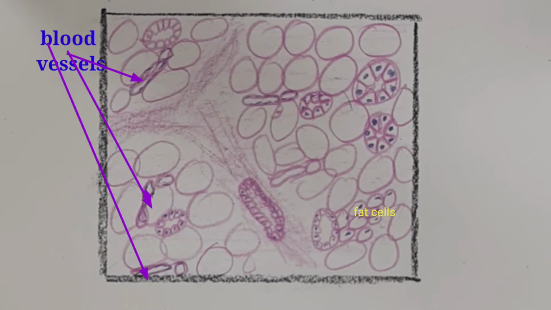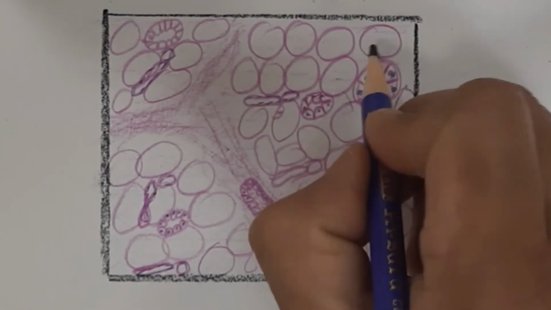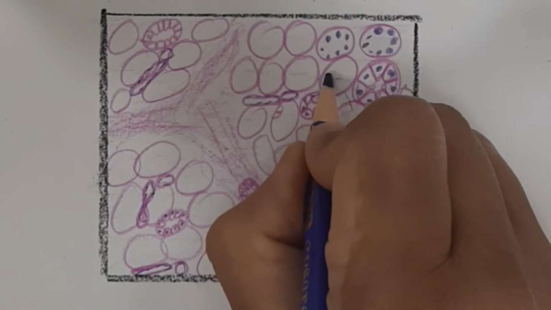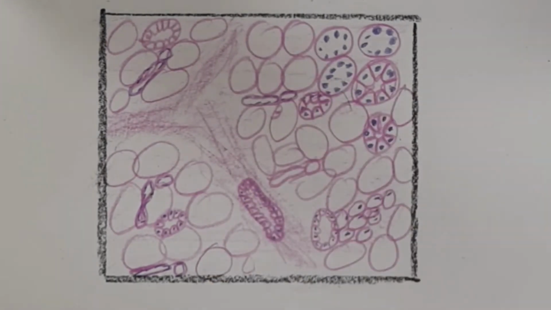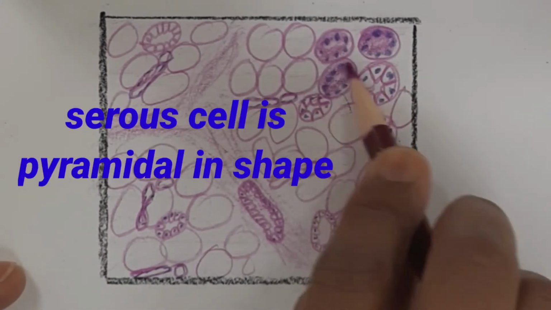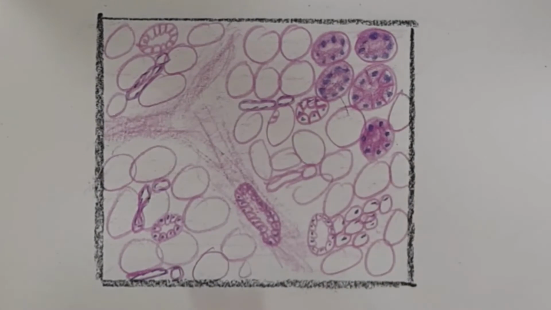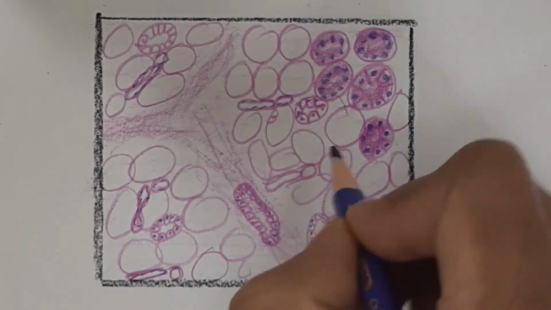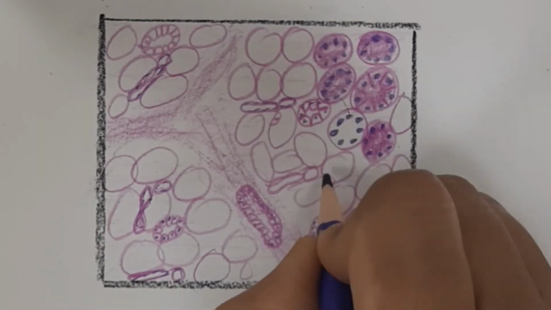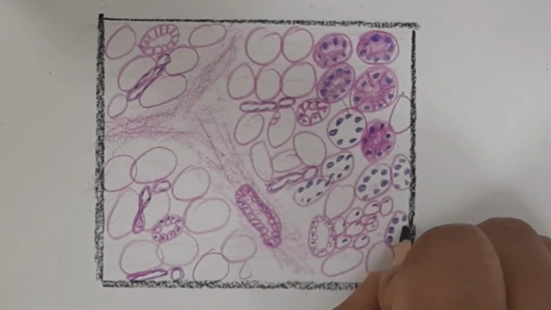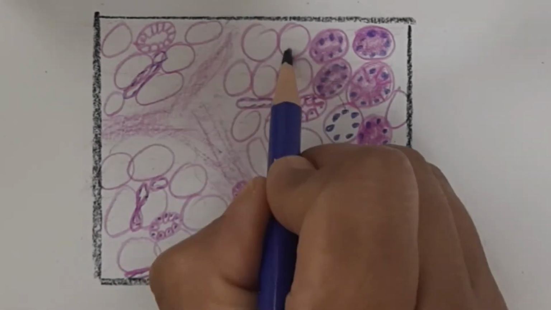Here there are fat cells. Within the acini and within the connective tissue septa, there are blood vessels. Blood vessels travel through the connective tissue septa. Here we are drawing the rounded nucleus within the acini towards the basal part. So this is the serous acini. The apical portion of the cell contains the secretory granules, that are zymogen granules in the serous acini.